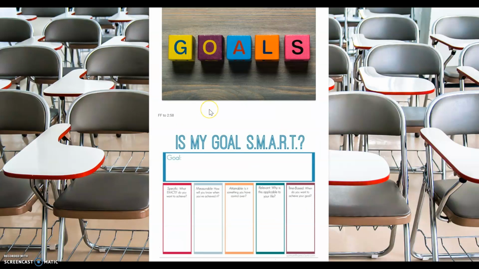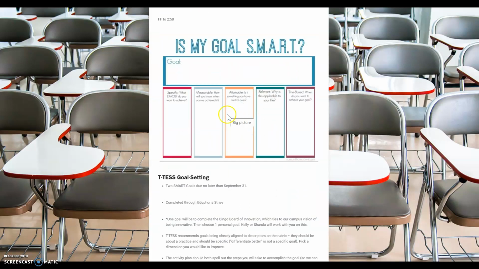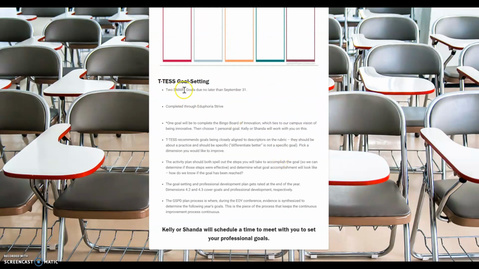And so we always start with writing SMART goals. That is your T-TESS goals. Here at Van Alstyne Middle School, you have to have 2 T-TESS goals each year. One T-TESS goal will center around our Bingo Board of Innovation, and the second one will be a personal goal. So we ask that you write a SMART goal. A SMART goal is a goal that is specific, measurable, attainable, relevant, and time-based. So T-TESS goal setting, 2 SMART goals, due no later than September 31st, and that will be completed through Eduphoria Strive. 1 goal is going to be completed on the Bingo Board of Innovation, which ties to our campus vision of being innovative, and then you'll choose 1 personal goal.